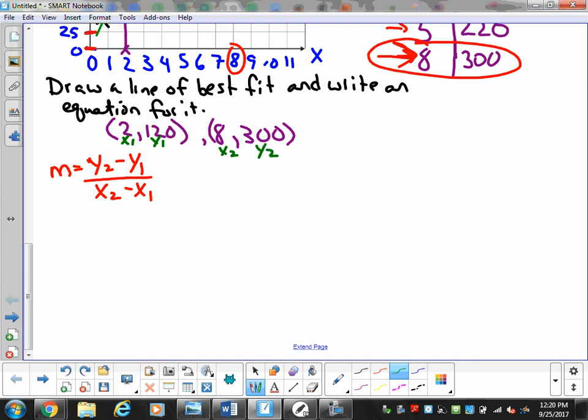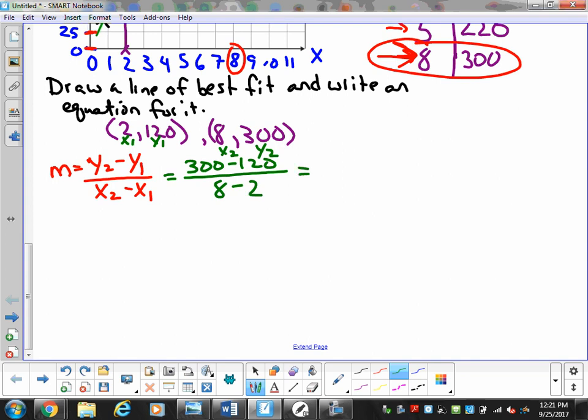And it does not matter which one you label with the ones and which one you label with the twos, as long as you put the ones together in the parentheses. The x1 and the y1 have to stay together. The x2 and the y2 have to stay together. So now I'm going to put this in my formula here. We have 300 minus 120 over 8 minus 2.